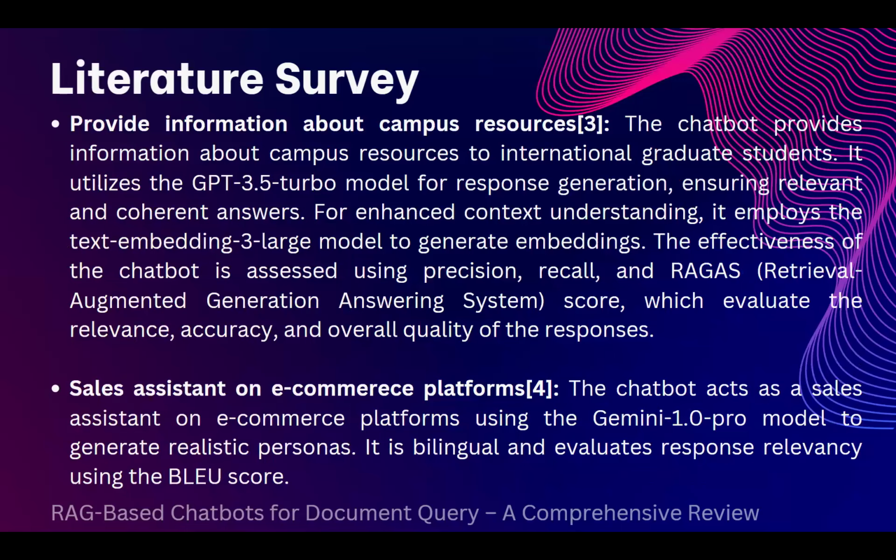The next paper we surveyed was about providing information about campus resources. This discussed how RAG systems can be used to answer queries related to different colleges and universities and about campuses. Campuses can store their entire data in documents, and these documents can be used to build chatbots that help users understand what the campus is about.